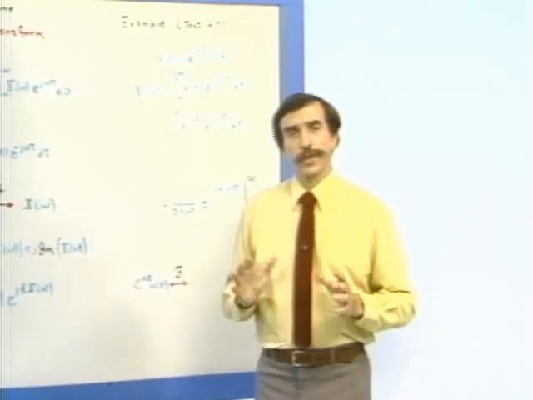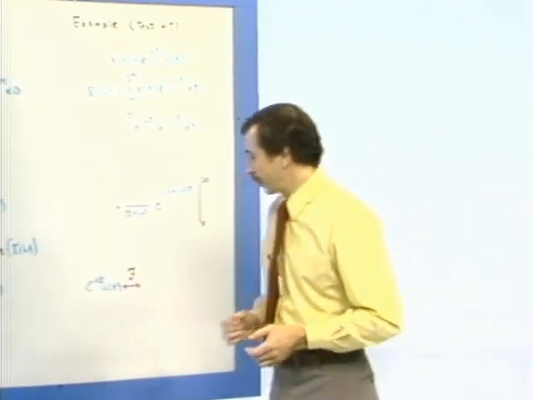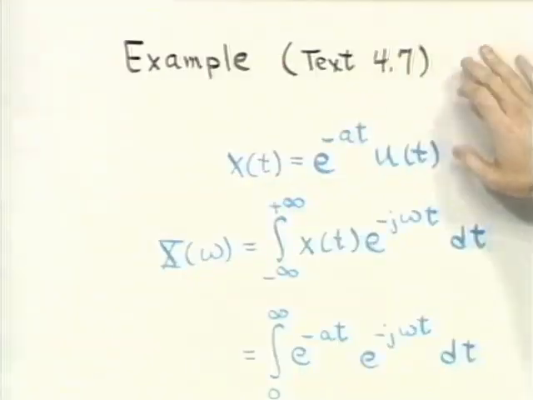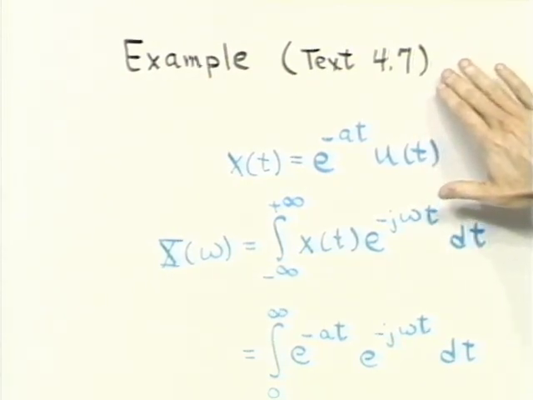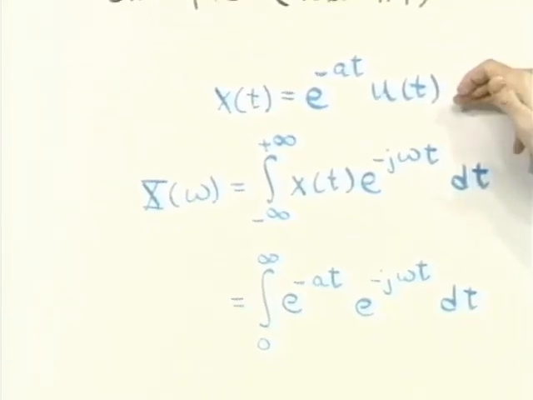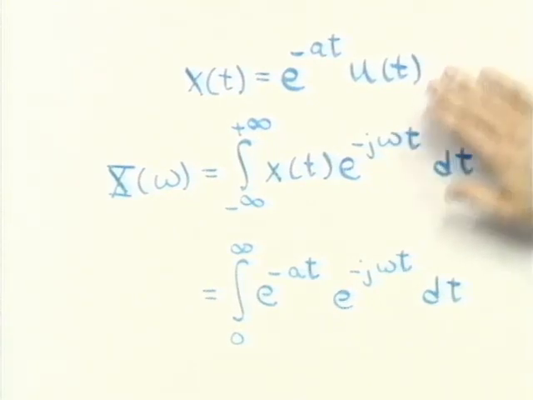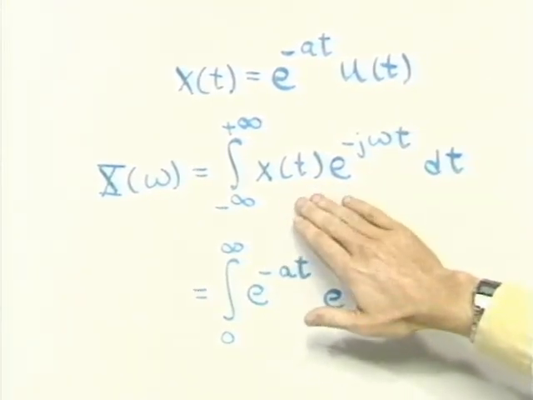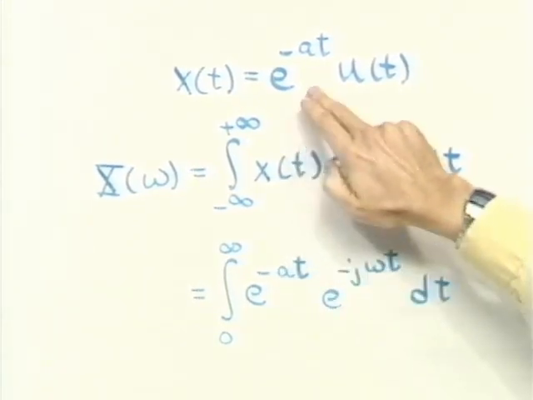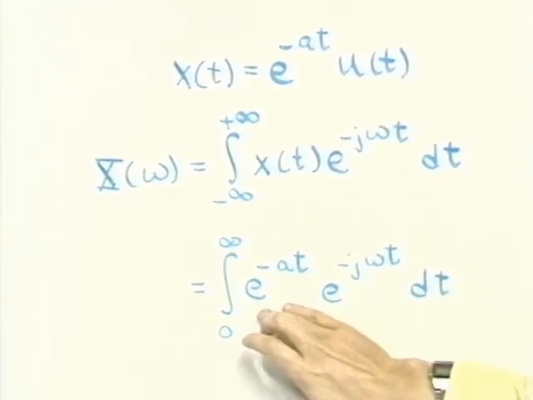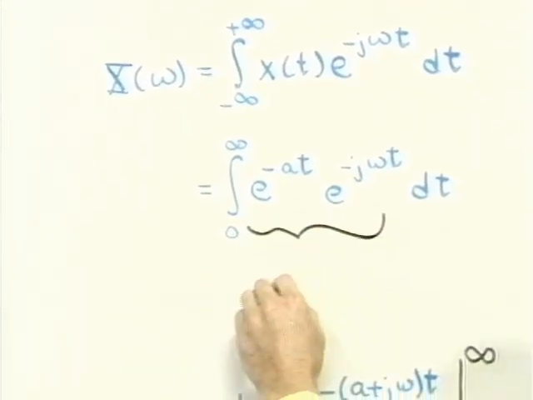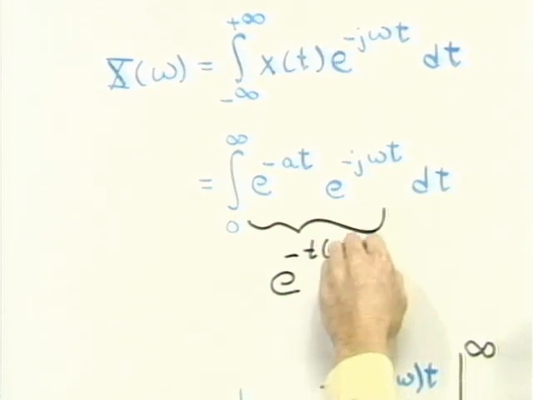All right, now let's look at an example of a time function and its Fourier transform. And so let's consider an example which, in fact, is an example worked out in the text. It's example 4.7 in the text. And this is our old familiar friend, the exponential. Its Fourier transform is the integral from minus infinity to plus infinity, x of t, e to the minus j omega t dt. And so if we substitute in x of t and combine these two exponentials together, these two exponentials combined are e to the minus t times a plus j omega.